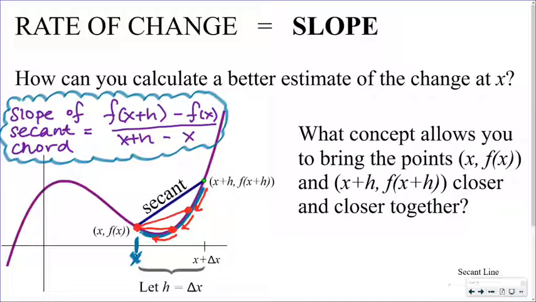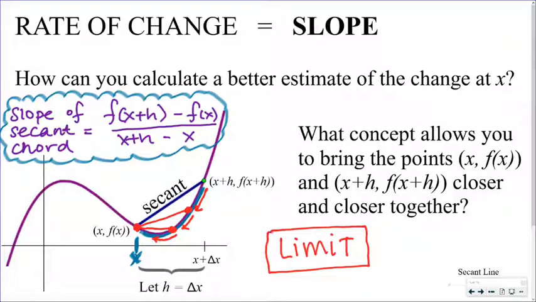And what concept that we've learned in calculus allows us to do that? That is the idea of a limit. And we had to learn limits first in order to learn what we're about to here, because we want to bring these 2 points infinitely close together. And then when the points are infinitely close together, we want to find the slope between them. Or in other words, we want to find the slope between 2 points as the distance between them approaches 0.